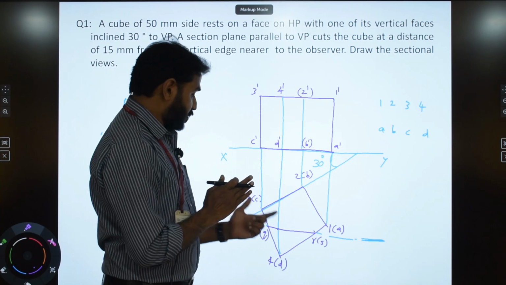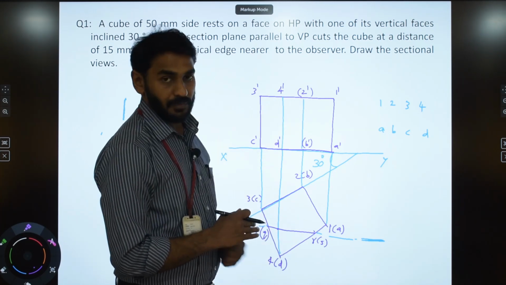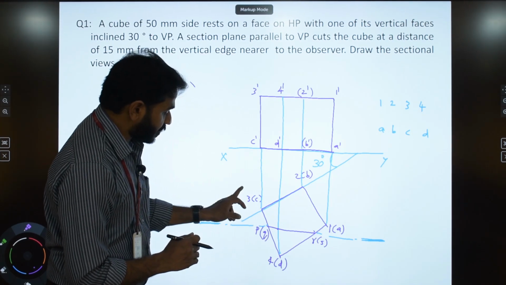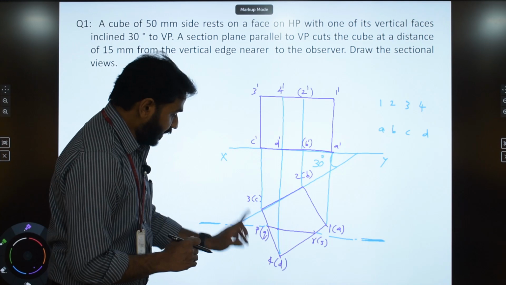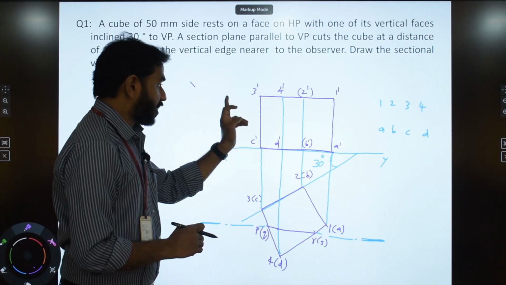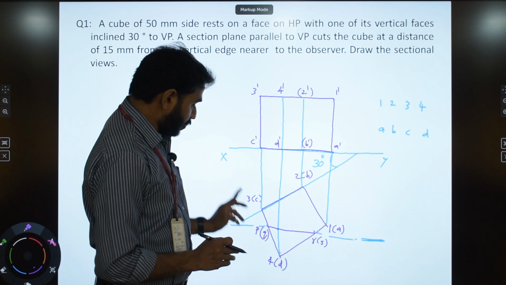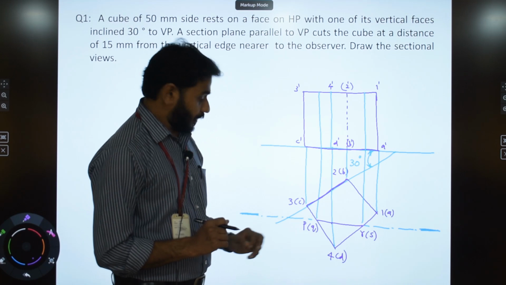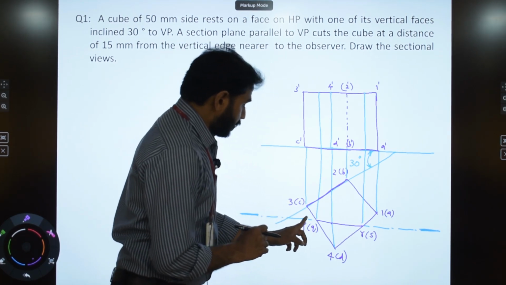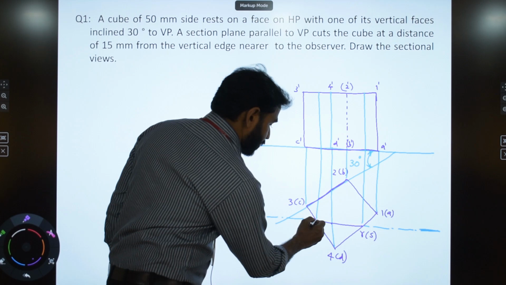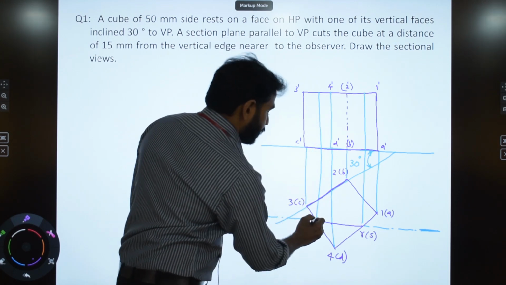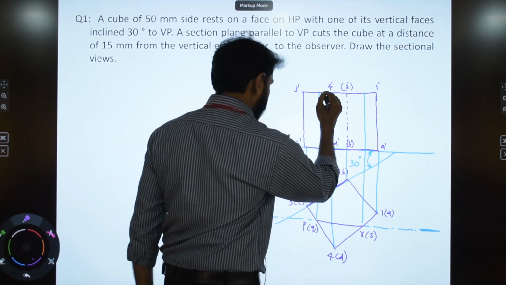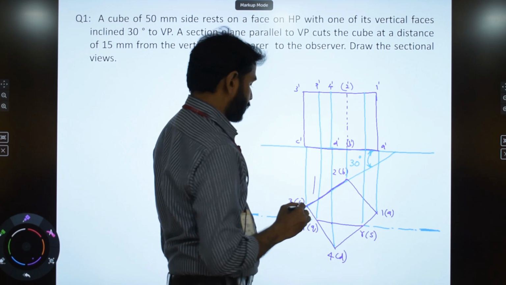Now the next step is you have to transfer these cut points into the front view. Now here you can see that the cut point P is on the edge 3, 4. Therefore, its front view P dash will be on 3 dash, 4 dash. So to transfer P to 3 dash, 4 dash, I need to draw a projector from P to 3 dash, 4 dash. So I have already drawn a projector from P to 3 dash, 4 dash. Now I can mark the cut point P dash on 3 dash, 4 dash.